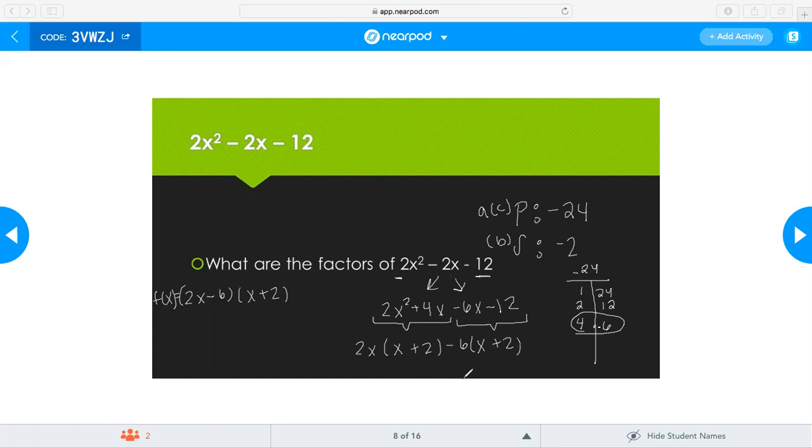Okay, but I want to find my zeros now. So what do I do with my 2 factors? Set them equal to 0. So 2x minus 6 is set equal to 0, and x plus 2 is equal to 0. Would you please help me solve? I'm so confused. So 2x minus 6, how do I solve for x? Plus 6, yes. Perfect. So I'm going to add 6 to both sides.